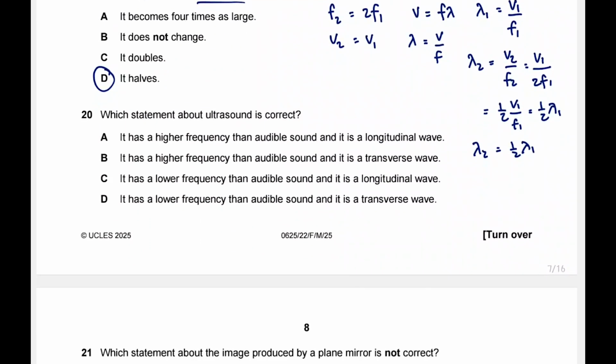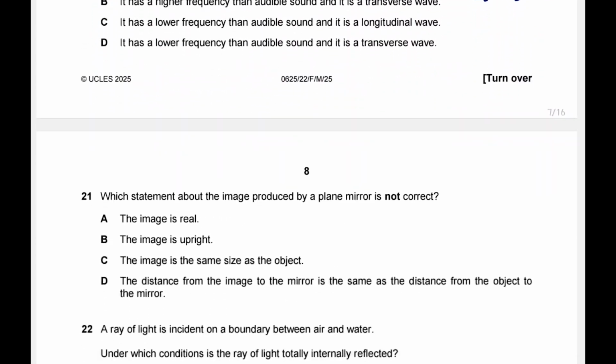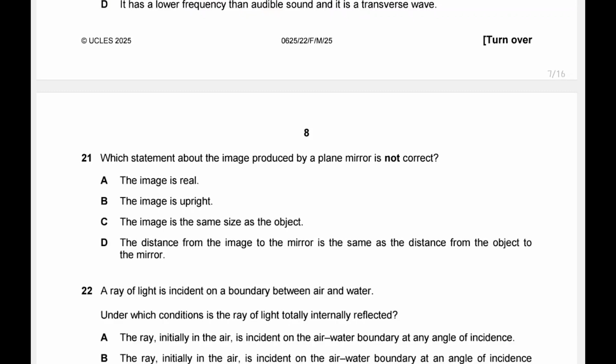We continue to question number 20. Which statement about ultrasound is correct? It has a higher frequency than audible sound and it is a longitudinal wave. Yes, this is correct. Oh, this paper is nice. Every time they give us options, every time they ask about the correct statements, most of the answer is A. Okay, let's continue with question number 21. Which statement about the image produced by a plane mirror is not correct? The image is real. No, it's a virtual image. Oh, again it's A.